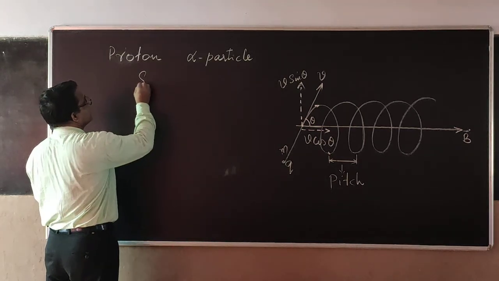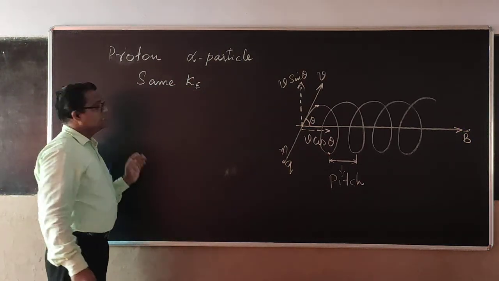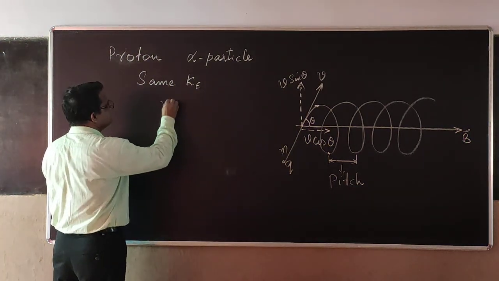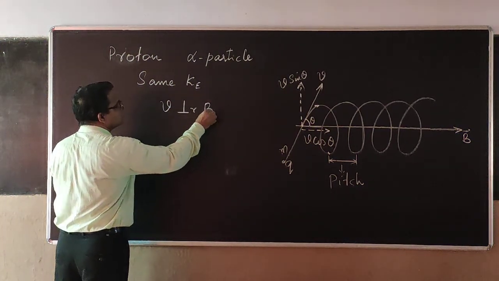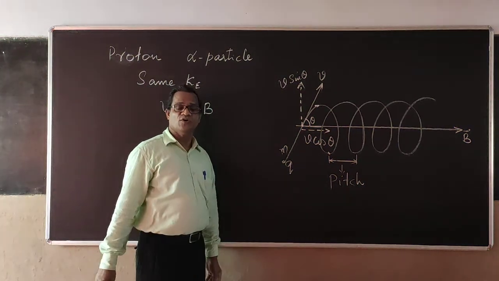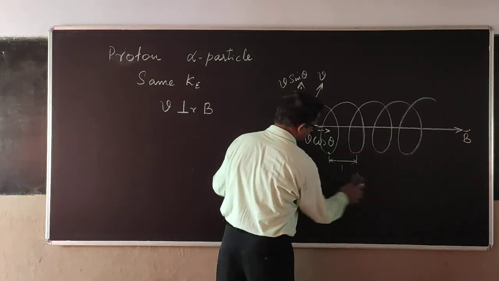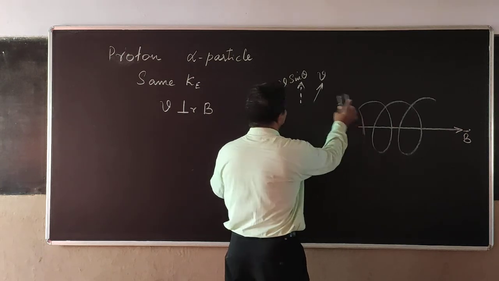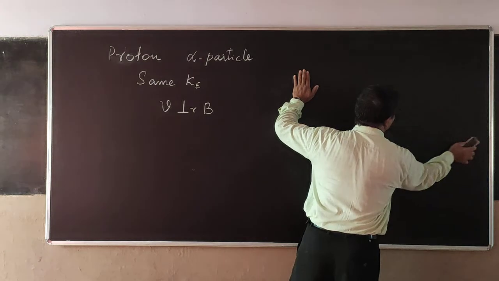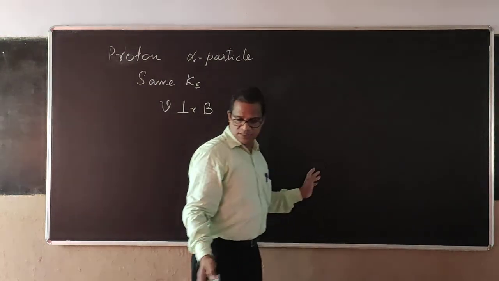Both are having the same kinetic energy, entering perpendicular to the magnetic field, that is V perpendicular to B. Then what is the ratio of the radii of the circular paths? The question was very clear. What is to be found out? The ratio of the radii of their paths, meaning they are moving in fixed circular paths.